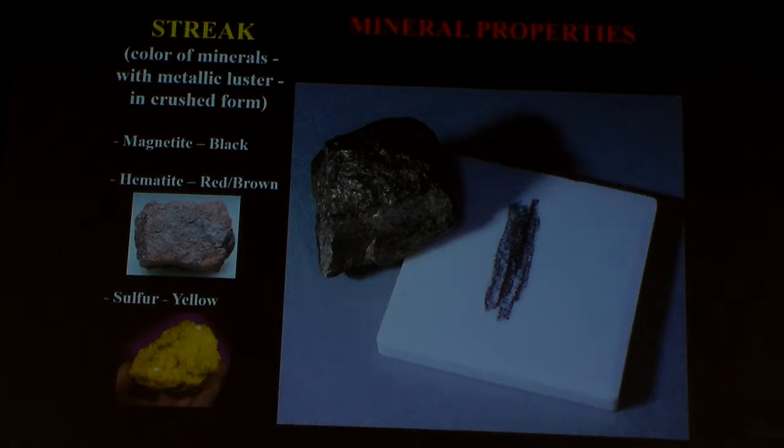But other ones are a little bit more interesting. This bright silvery mineral called hematite makes a reddish-brownish streak. Interesting. And here's our friend sulfur again, and the bright yellow sulfur mineral will make a yellow streak. Those are just some examples. Some minerals are too hard to leave streaks, so you can't do the streak test on all minerals.